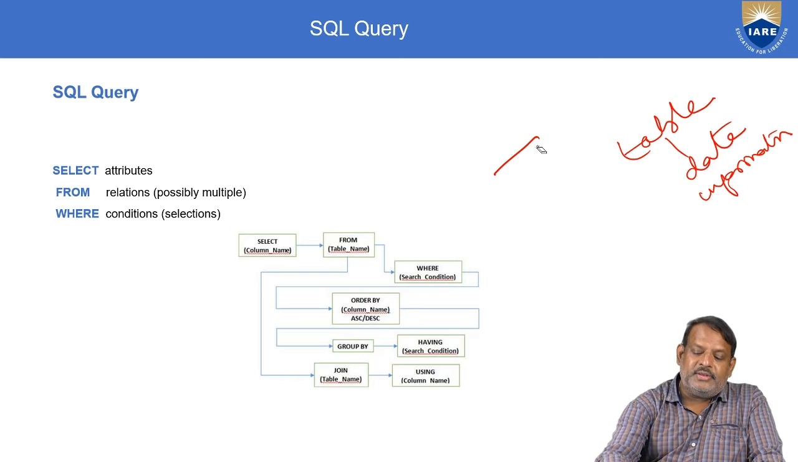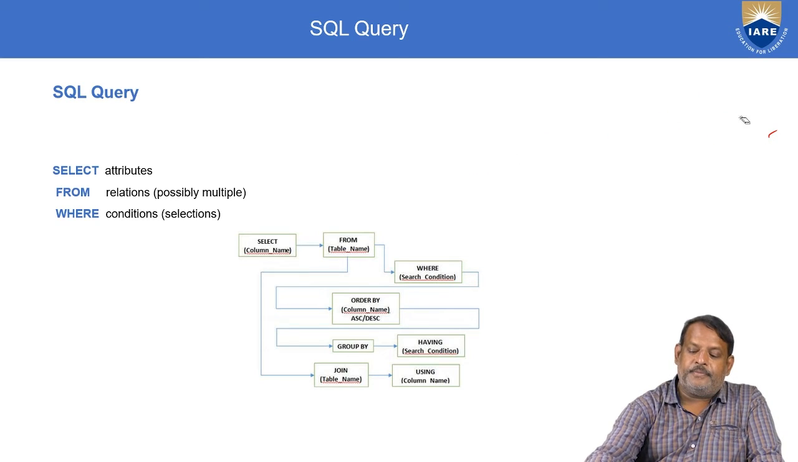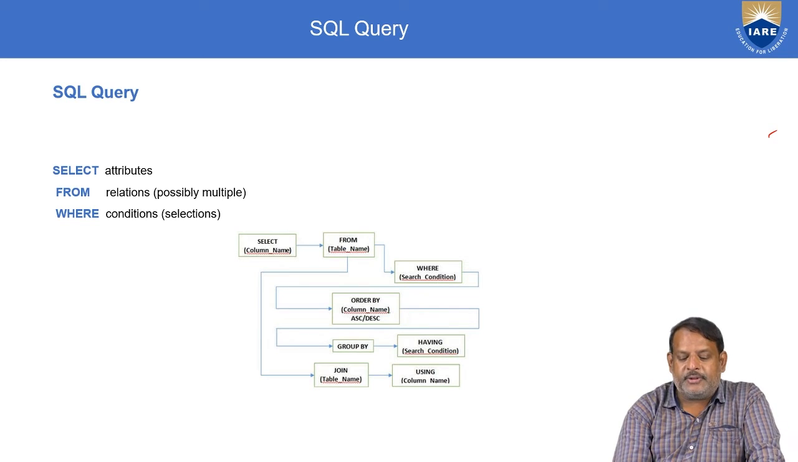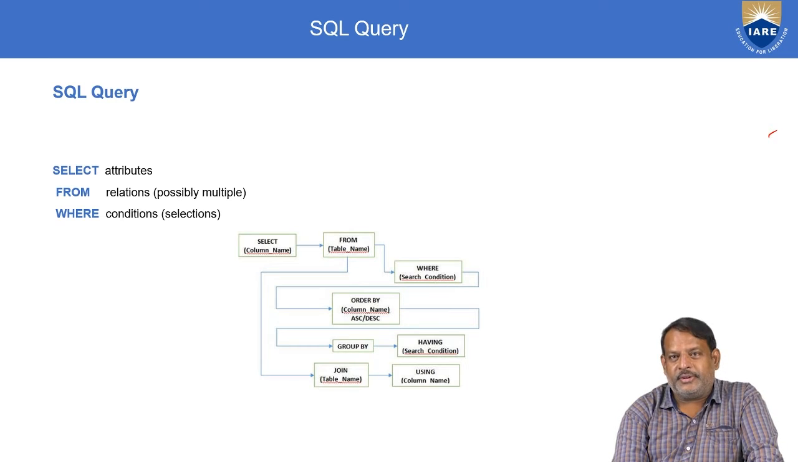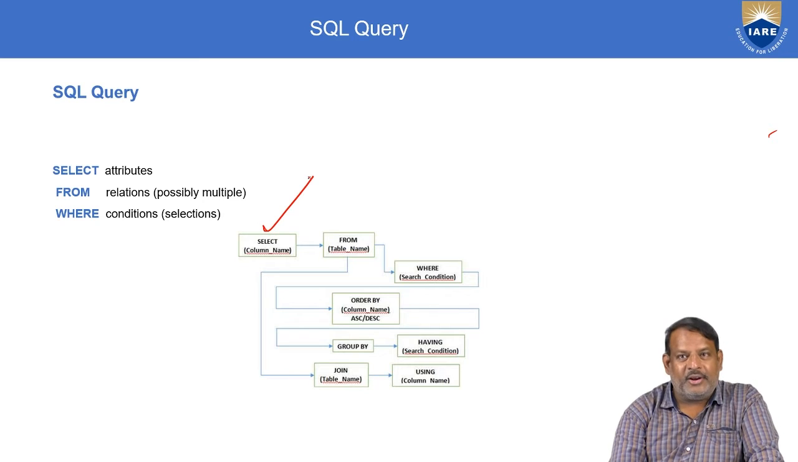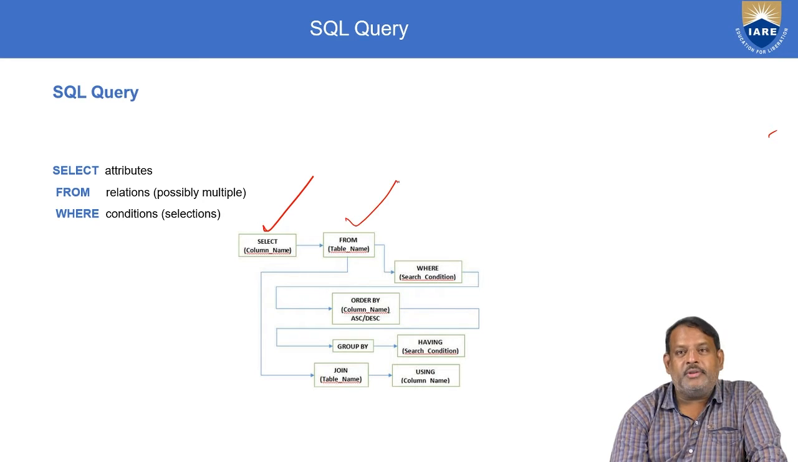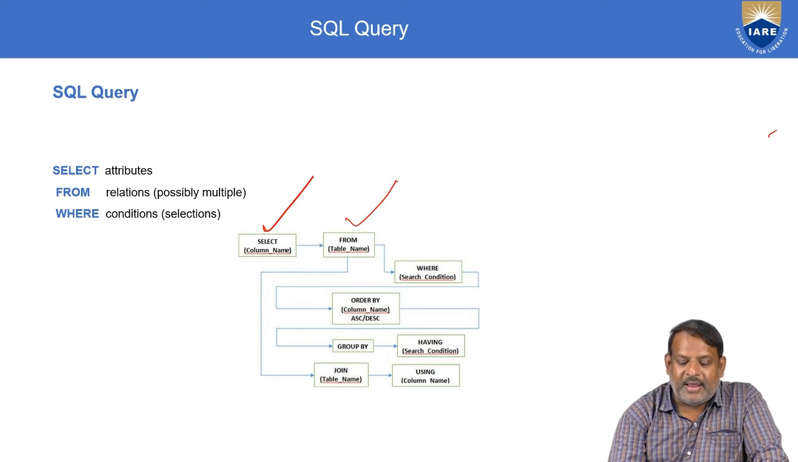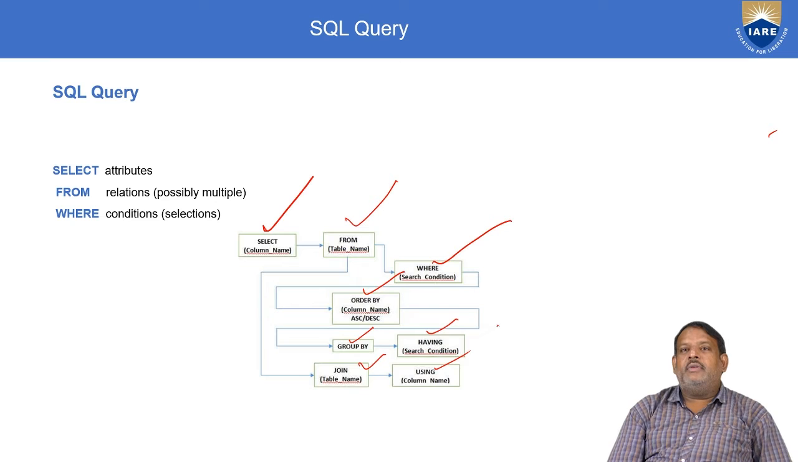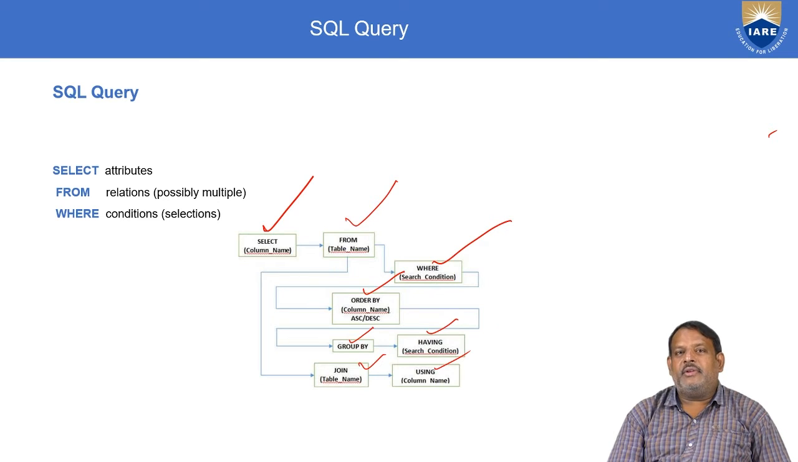Okay. Now we'll see the syntax of writing an SQL query. So SQL query will have these components. It has a select component. It has a from clause. It has a where clause, order by clause, group by, having, join, and using. These are the various components of a SQL query.